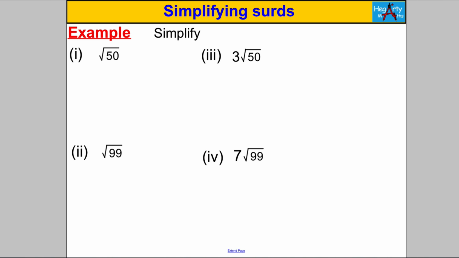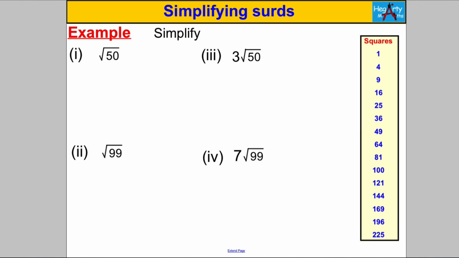Okay, here we go. Let's simplify the following. Root 50, root 99, 3 root 50, 7 root 99. To do this, we need to know our square numbers. Can you recall them? I'm going to have them up here on the side so I can easily refer to them. So let's think of 50 and think what's the biggest square we can think of that goes into 50. 1 does, 4 doesn't, 9 doesn't, 16 doesn't, 25 does, that's pretty big, 36 doesn't, 49 doesn't, and then we're too big.